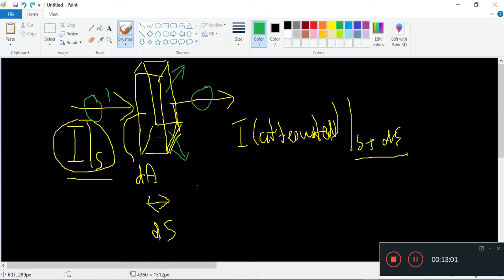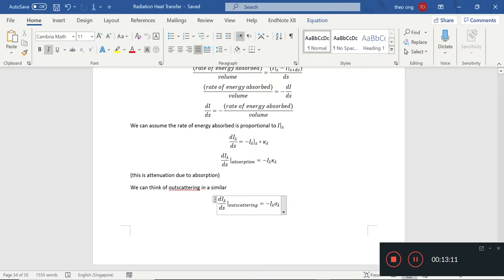We can think, again, the more radiation you have coming in, the more radiation you get being scattered out. So using similar logic, we can come up with the same equation, which is this: dI lambda over ds due to outscattering equals minus I lambda sigma lambda.